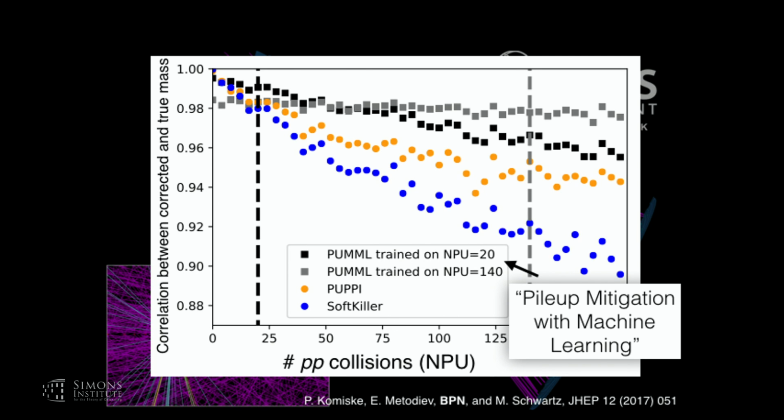Another very interesting feature is the difference between black and gray is where they're trained. The gray is trained with 140 extra collisions, but tested everywhere, whereas the black is trained with 20 and tested everywhere. And you can see that, as expected, the ones that are trained at a particular place do better than the one that was not trained there. But they're still relatively flat and pretty close. So that suggests that the algorithm is learning something universal about this pileup, not particular to the energy scale that they were trained at, but that can be applied more generally.